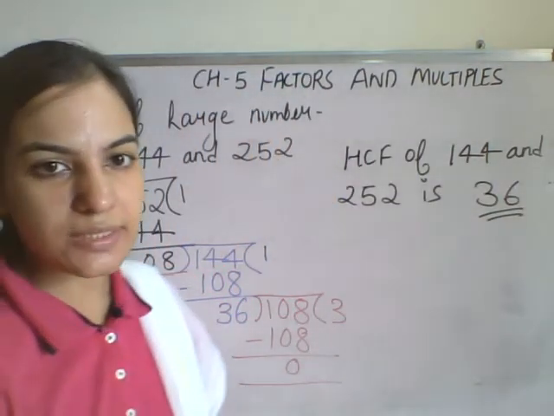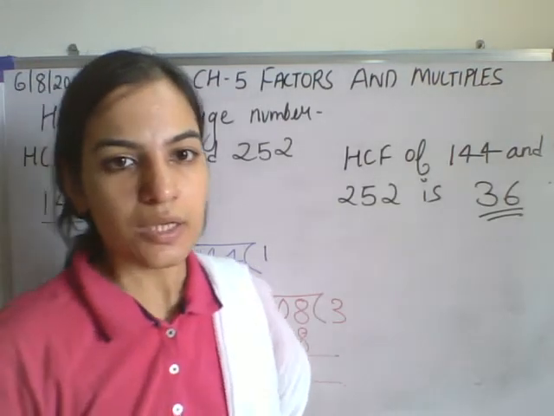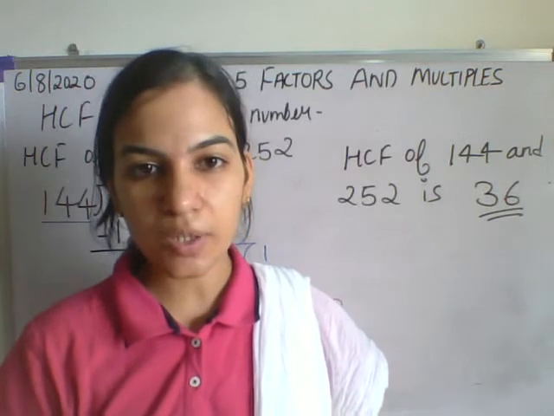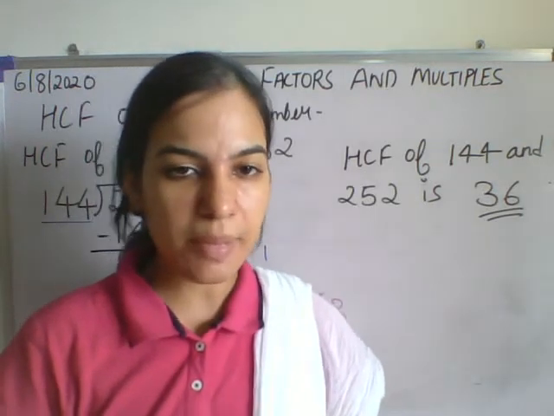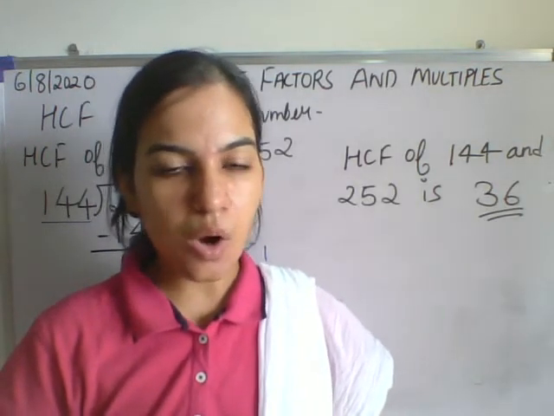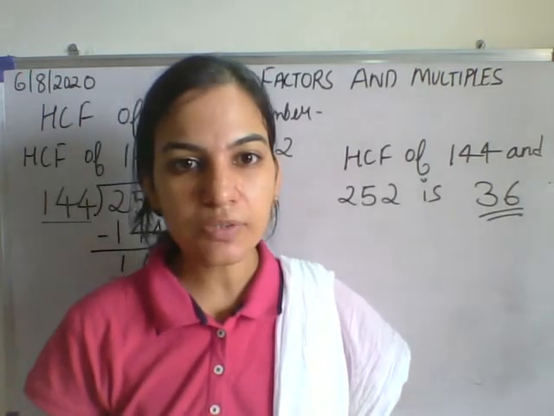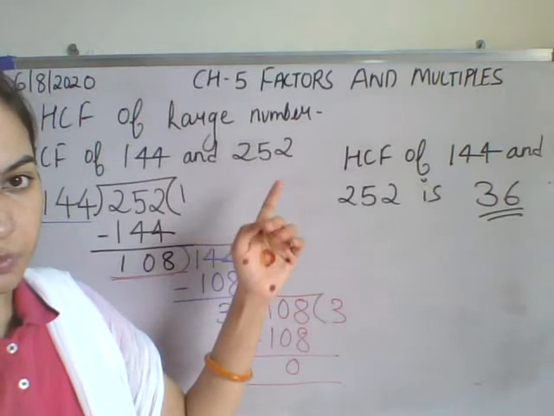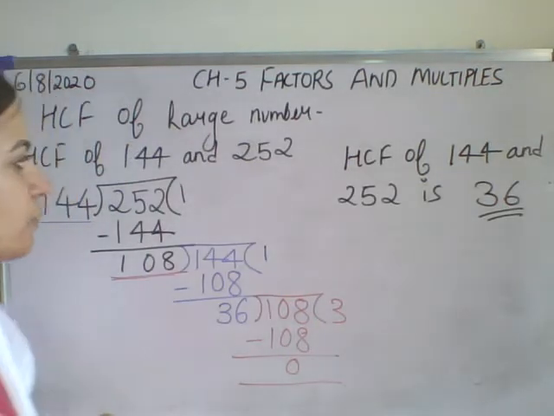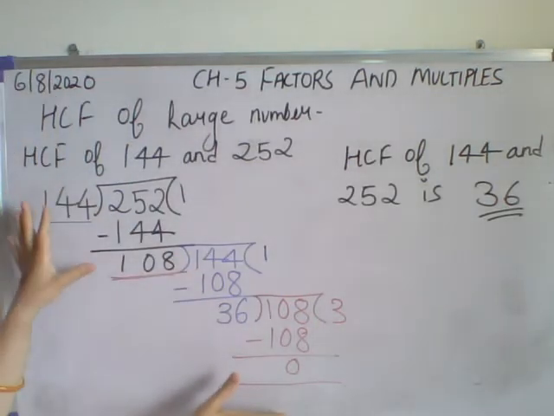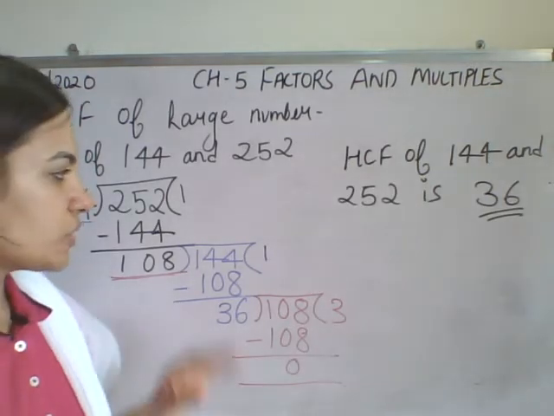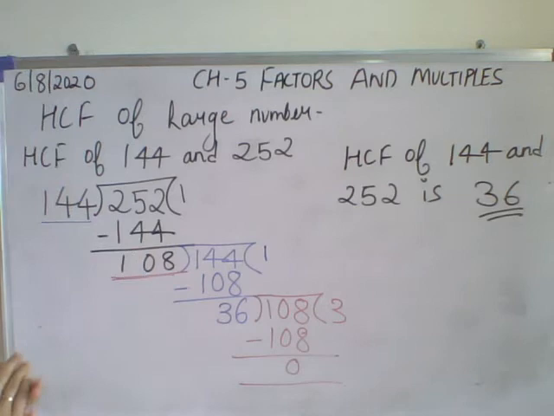So let us revise this again, the long division method. Students, if smaller numbers are there like 18, 48, you can find the HCF by the factor tree method or the common division method. But if the numbers are very large, like in this case 144, 252, then we find the HCF by this method. Now again I am just revising it, so just listen carefully.